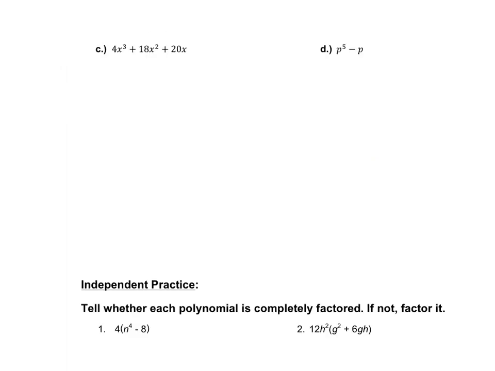Okay, in example C, I'm going to take out the GCF. It looks like I take out a 2x for all of these. So divide by 2x for all terms. We end up with 2x squared plus 9x, and last is plus 10. That is not a perfect square trinomial, so I'm going to be using the AC method. So 2 times 10 is 20, so I need two terms that multiply to 20 that add to 9x, and that would be 4x, 5x.